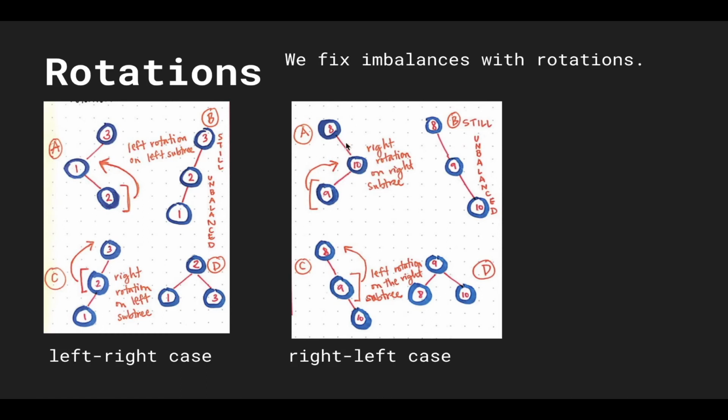We want to transform this into a linear tree. So what we do is we perform a right rotation on 10, and 9 becomes the new root. But this is still unbalanced, but at least we know how to deal with this. What we do is perform a left rotation down on 8, and we get a balanced tree again.